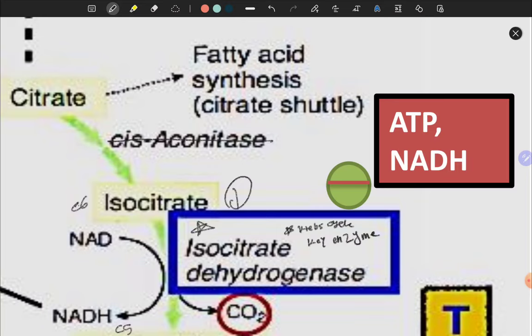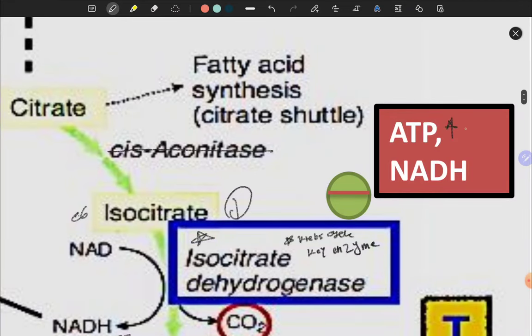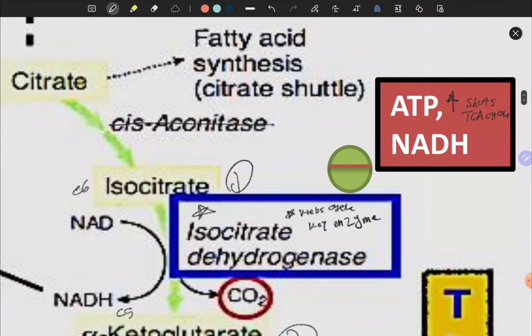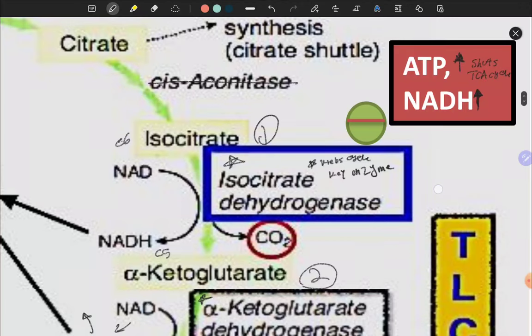So it will shut down isocitrate dehydrogenase, as will NADH. NADH also is an energy state of itself. As we said, NADH equals 3 ATP, and FADH2 equals 2 ATP. So these also will turn off the key enzyme in the Krebs cycle, okay? Because you have too much energy, you don't want the cycle to continue, so you stop the cycle at the key enzyme, which is isocitrate dehydrogenase. So it will inhibit it.